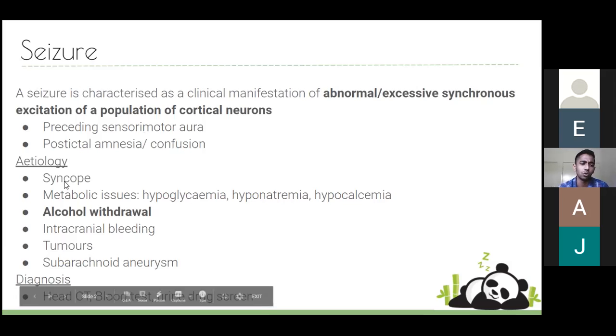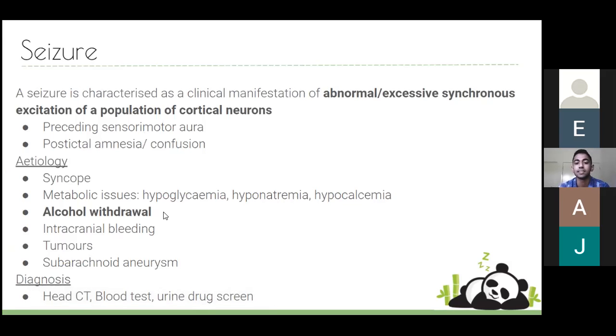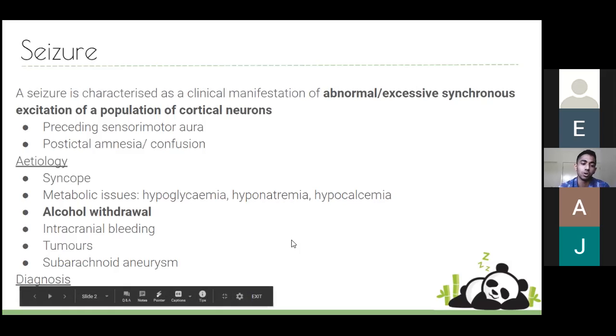And then these are the major causes. The probably biggest one that they might ask you about is alcohol withdrawal. So if people are really heavy drinkers and they suddenly stop, they might start getting seizures. Mechanism is pretty unknown, but it's thought to be metabolic. Other metabolic things that you should probably know about: hypoglycemia, hyponatremia, so low sodium, low calcium can all cause these seizures, as well as brain pathologies as well.